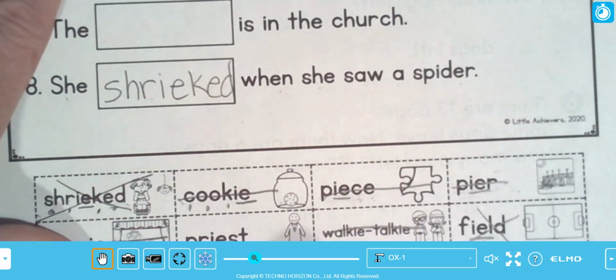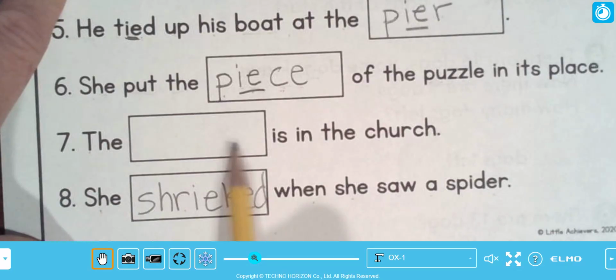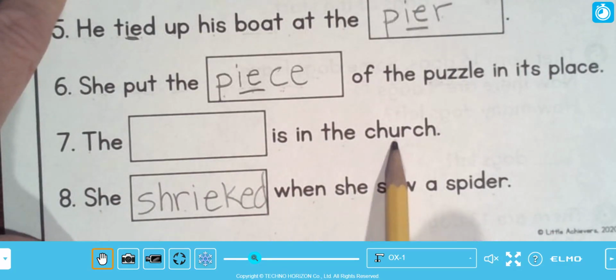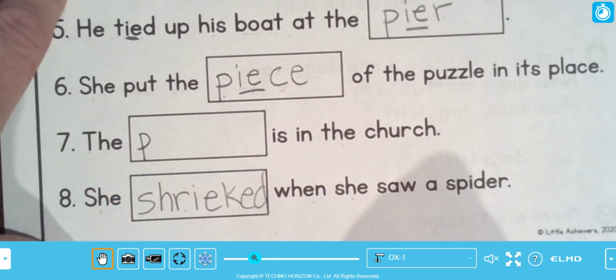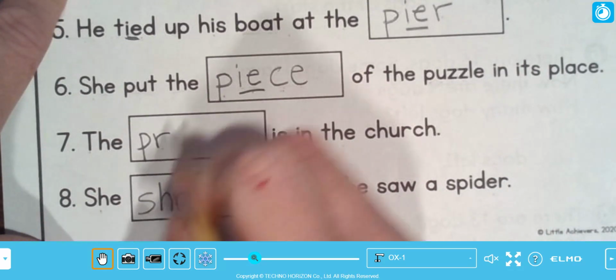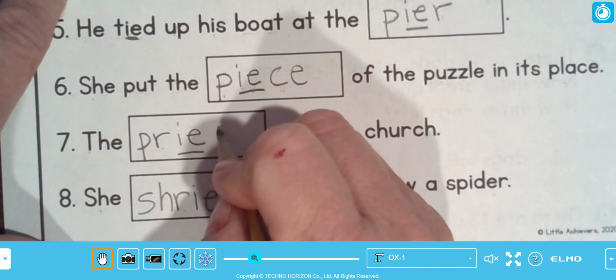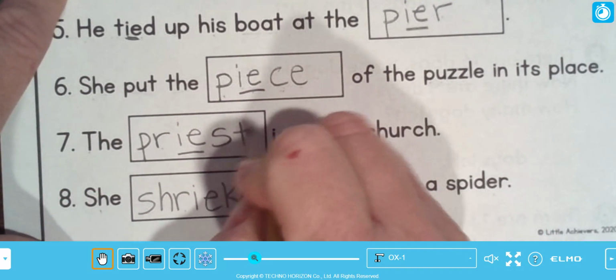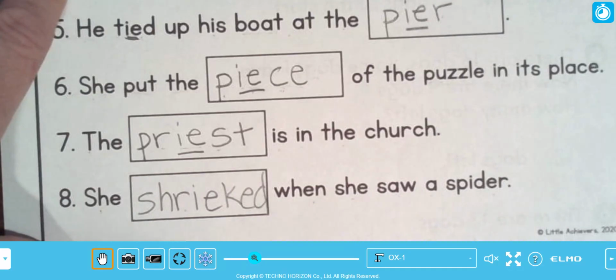And the last one is priest, right? So let's see. The priest is in the church. Does that make sense? Yeah, so write priest here. P, r, e, s, t, p, r, e, s, t. Go ahead and write that down.